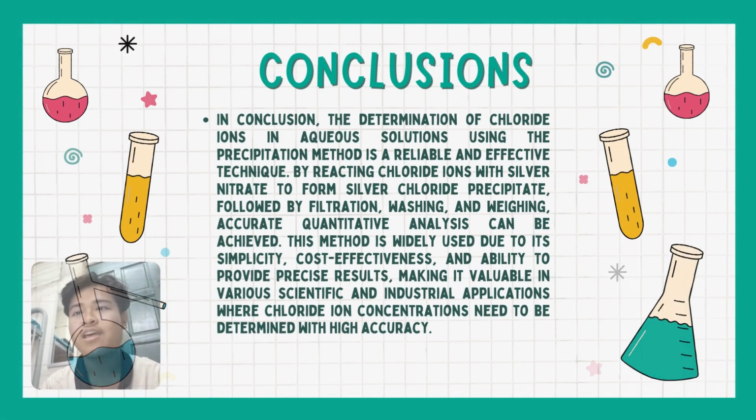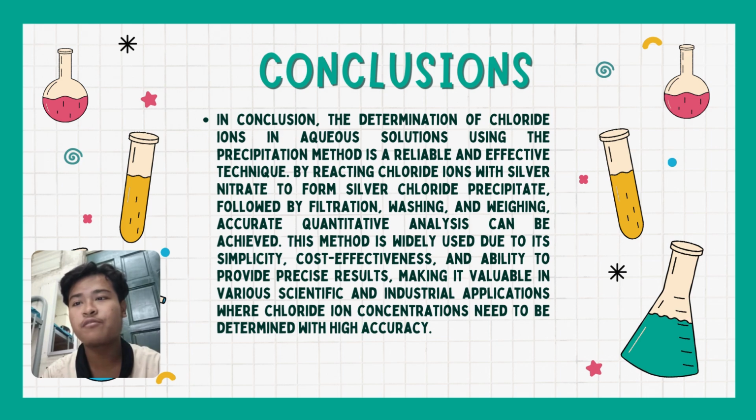In conclusion, let's summarize the effectiveness and application of this method. The determination of chloride ions in aqueous solutions using the precipitation method is a reliable and effective technique. By reacting chloride ions with silver nitrate to form silver chloride precipitate, followed by filtration, washing and weighing, accurate quantitative analysis can be achieved. This method is widely used due to its simplicity, cost effectiveness, and ability to provide precise results.